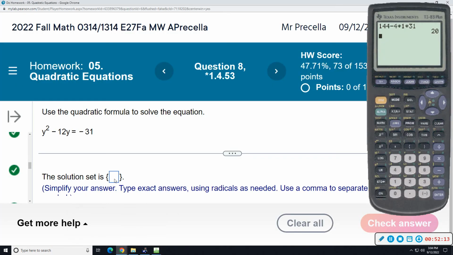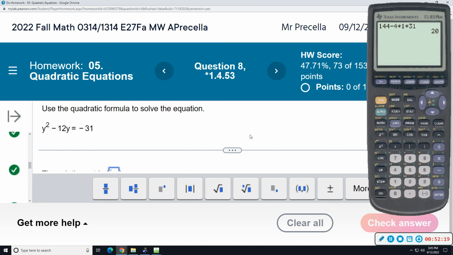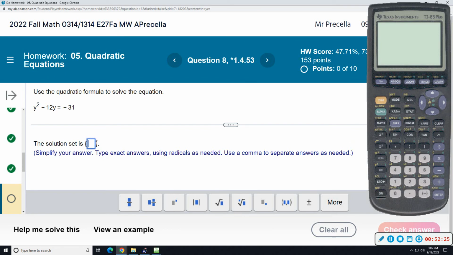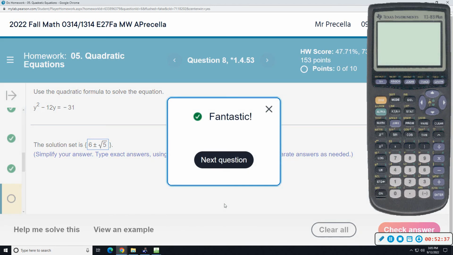Let's punch in 6 plus or minus the square root. Make it smaller again. Okay, so we have 6 plus or minus the square root of 5. Any questions? So if you have a quadratic equation and you can't factor it, you sit there trying to factor it and you can't get it factored, you can always solve it using the quadratic formula. The quadratic formula always works.